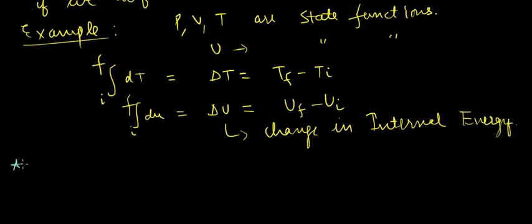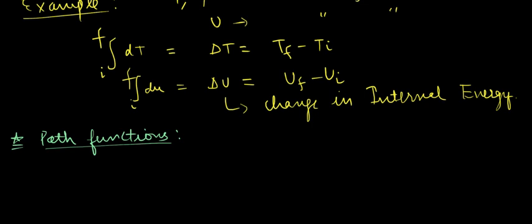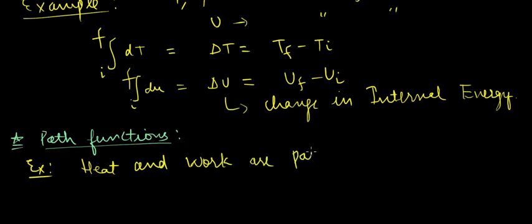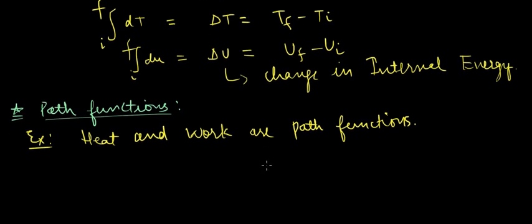Next let's talk about path functions. So for example, heat and work are path functions. And what exactly are path functions? They are the functions whose value depends not only on the initial and the final state, but also depends on the path of the process.